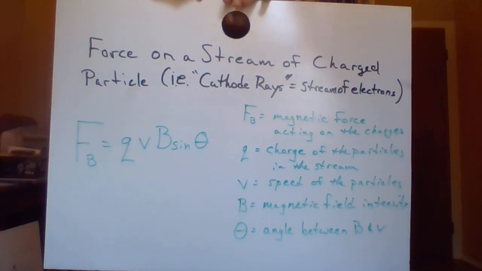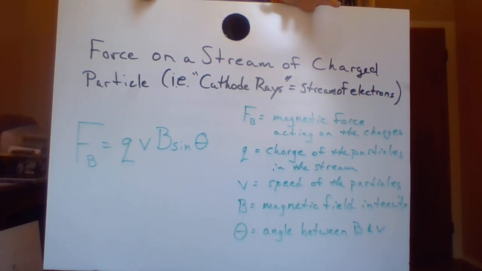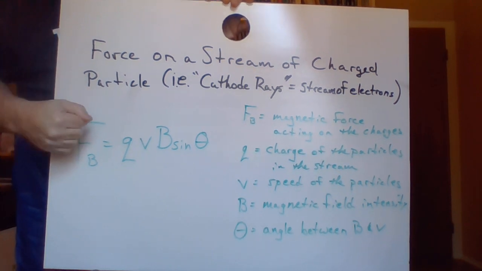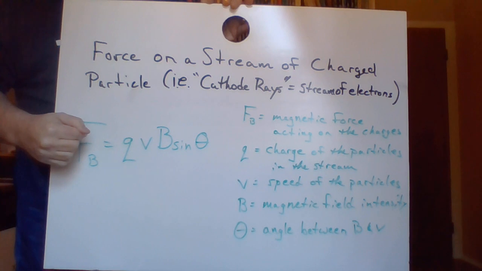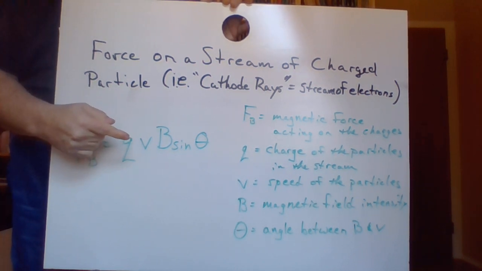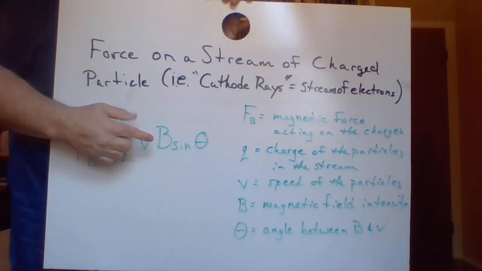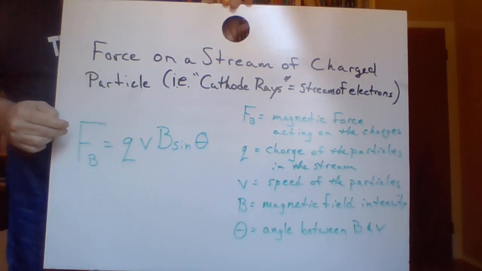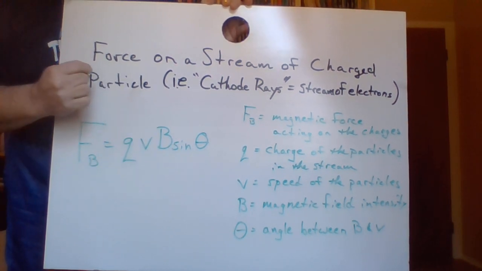So, force on a stream of charged particles. For instance, a cathode ray, which is a stream of electrons. We can do the math. I'm not going to do it right now for you, but we could do the math and show that the same equation we just used, F equals ILB sine theta, transforms into this equation, F equals QVB sine theta.